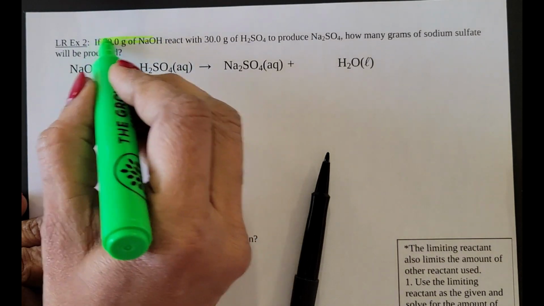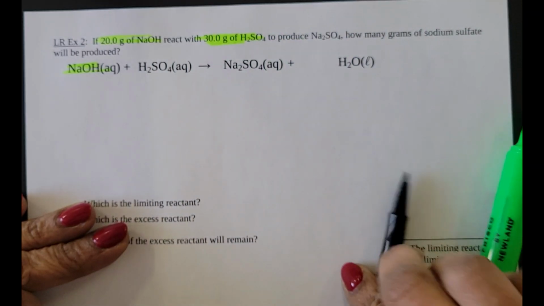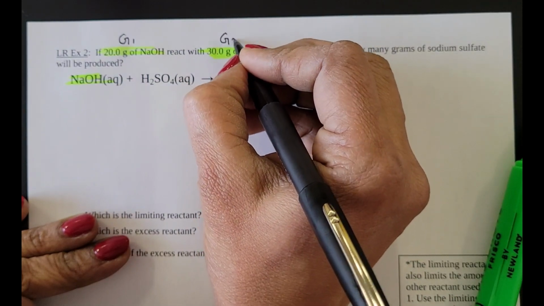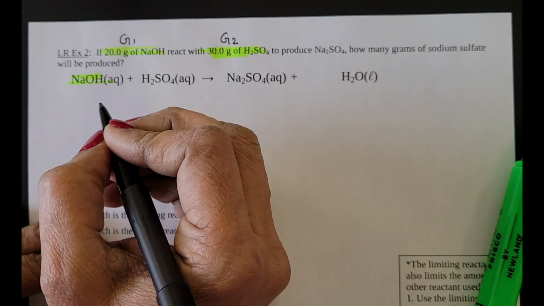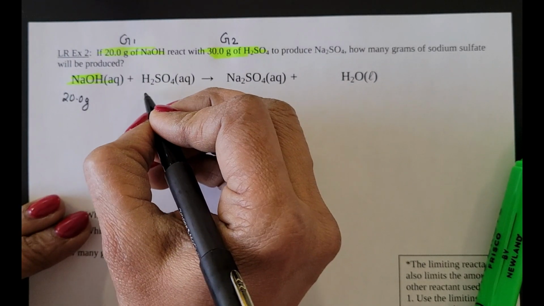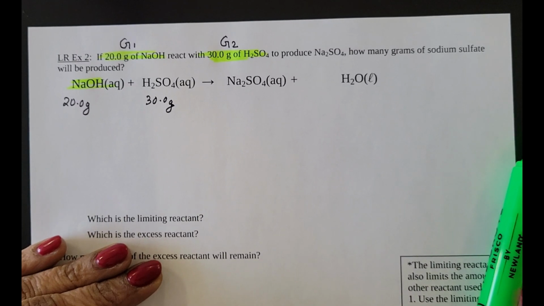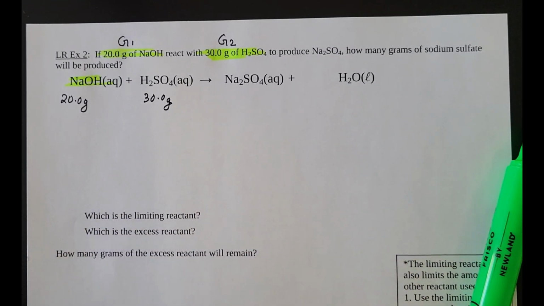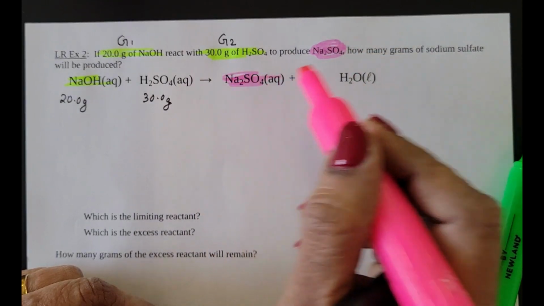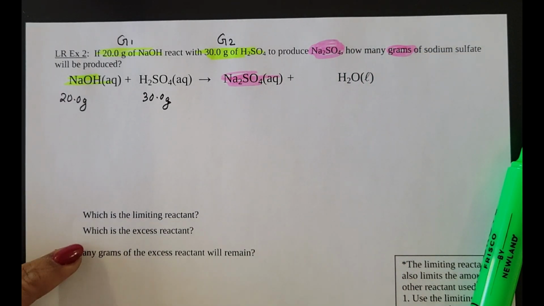So I'm going to label that this is sodium hydroxide and this one is sulfuric acid. So you have two given reactants. This is given 1 and given 2. So I'm going to write that under here. So you have 20.0 gram of NaOH and 30.0 gram of sulfuric acid. And you are looking for this product, which is sodium sulfate, and you find the value in grams. So it is a gram to gram conversion.